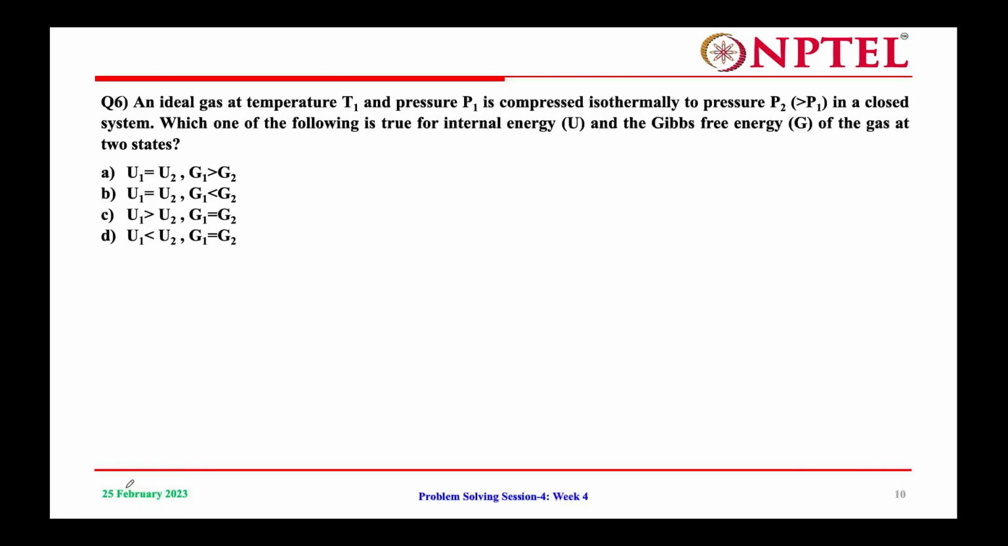All the questions are based on what was asked in GATE, so I am solving those. So question 6, an ideal gas at a temperature T1 and pressure P1 is compressed isothermally to pressure P2 greater than P1 in a closed system. Which one of the following is true for internal energy U and the Gibbs free energy G of the gas at the two states? Here are the two states given, T1 and P1 is compressed isothermally. So options are given here.